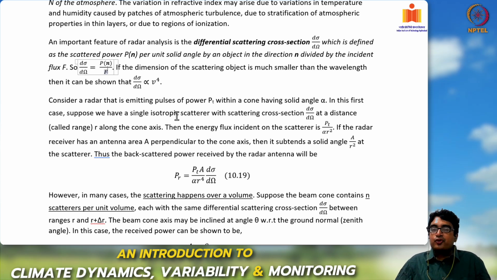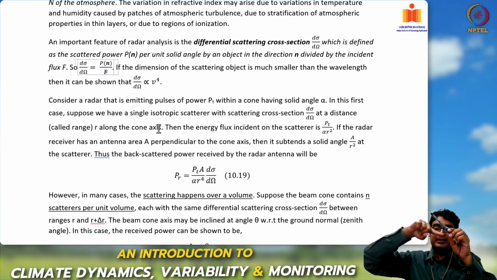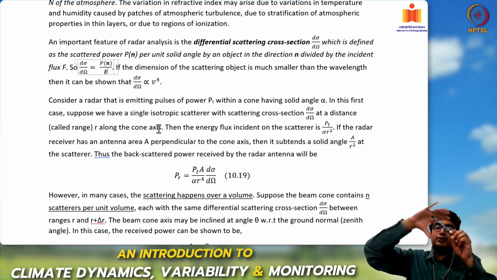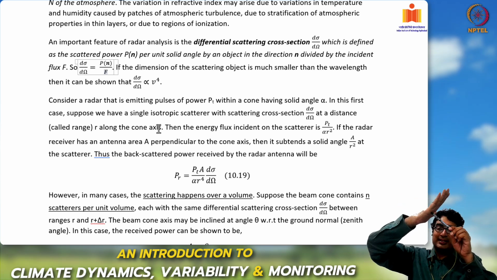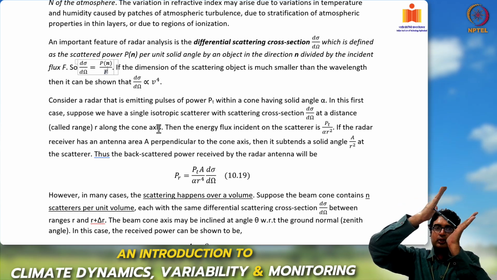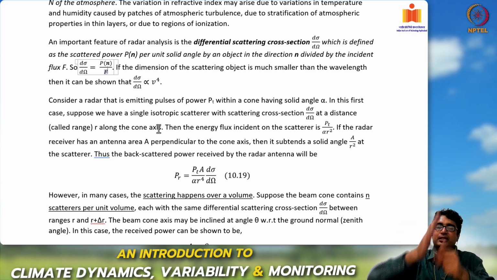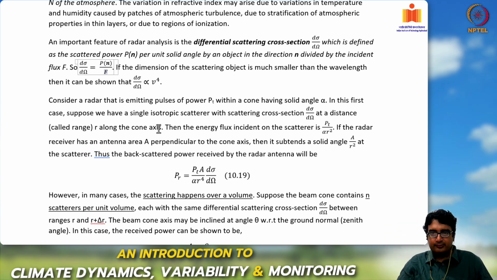We have a single isotropic scatterer with a scattering cross section d sigma d omega at a distance r along the cone axis. So say the emitter is emitting along a cone. This is the cone axis, and this is the solid angle alpha of this cone, along which the power Pt is being emitted, and we have an isotropic scatterer at a distance r along the cone. So if this is the station and the surface is located here, the distance between the surface and the emitting station is the distance r along the cone axis.